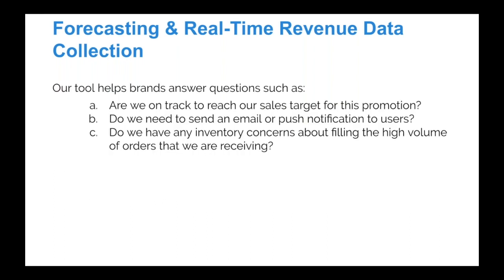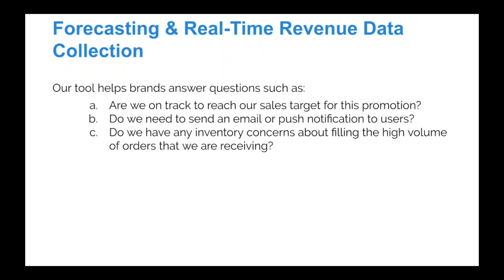So just to reiterate the business questions that we were able to answer. The big one: knowing sooner if you're on track to meet your sales target. If you're not, knowing that it's time to launch that contingency plan, whether that's another email or a push notification, something to get the promotion back on track.